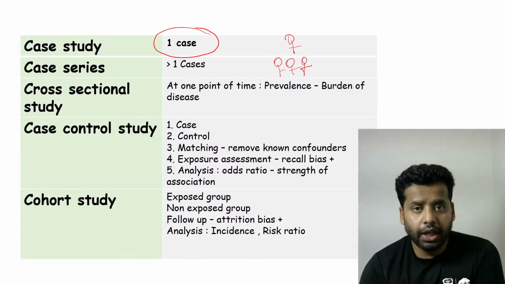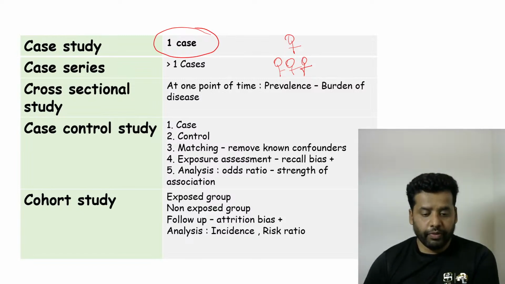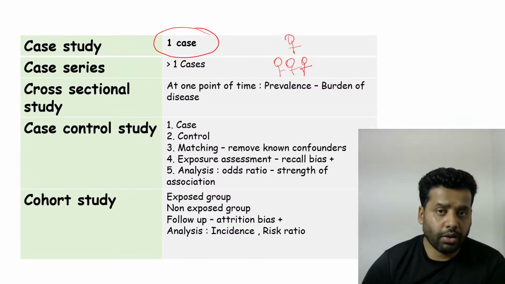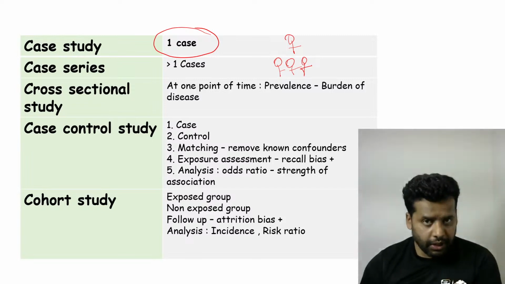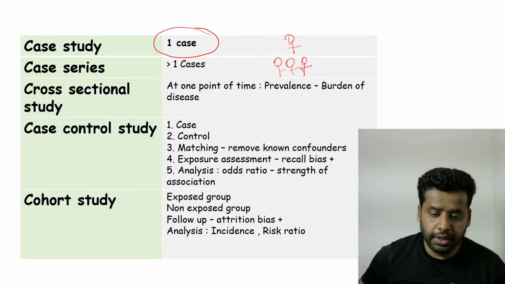Formulation of new hypothesis. Doing study at one point of time, we have discussed this point. Cross-sectional study. What will cross-sectional study indicate? Prevalence. What will prevalence indicate? Burden of disease.